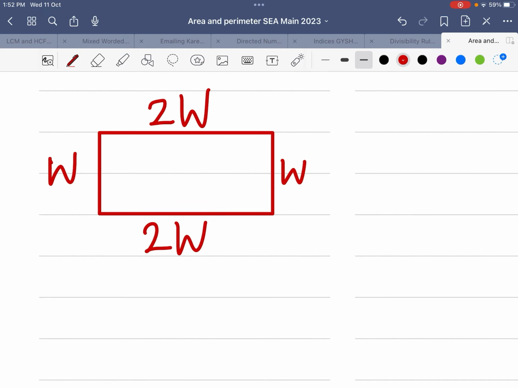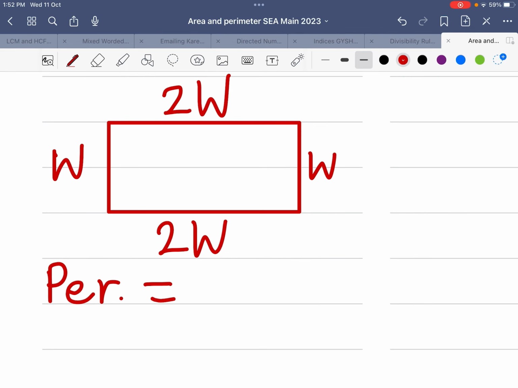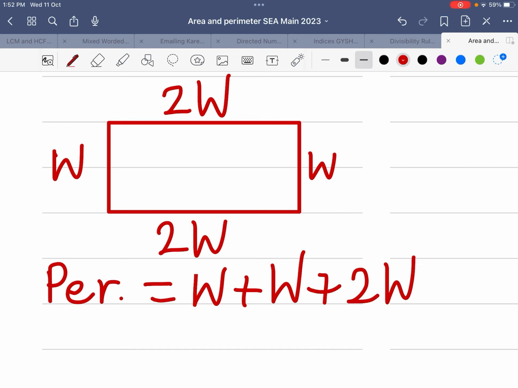So the perimeter is equal to the distance around, which is W, plus W, plus 2W, plus 2W, which is equal to 6Ws. So they told us that the perimeter is 48, right? So 6Ws is equal to 48.